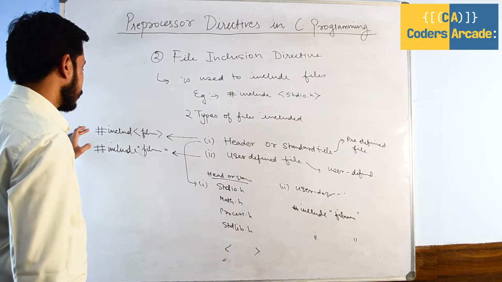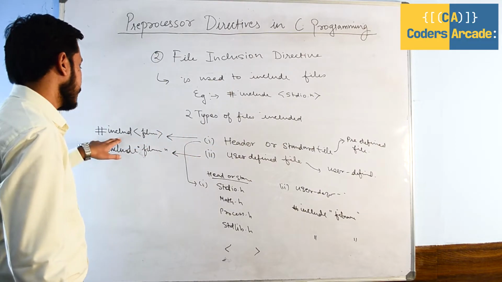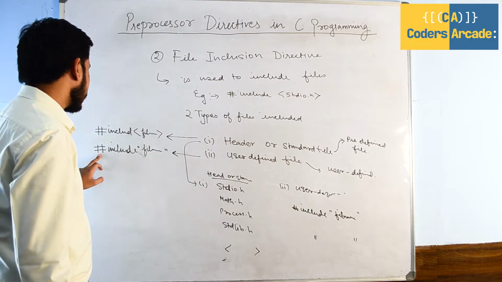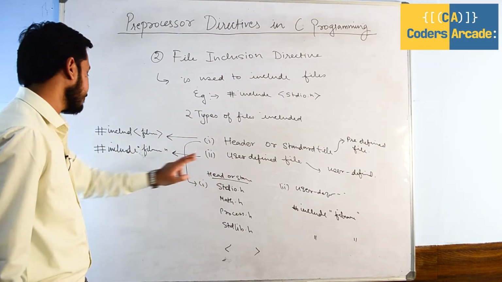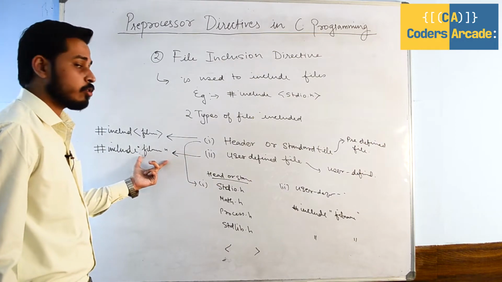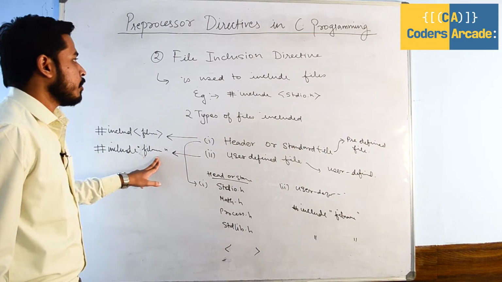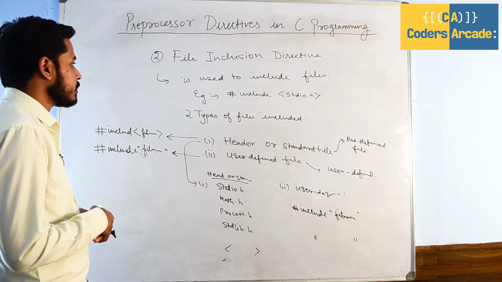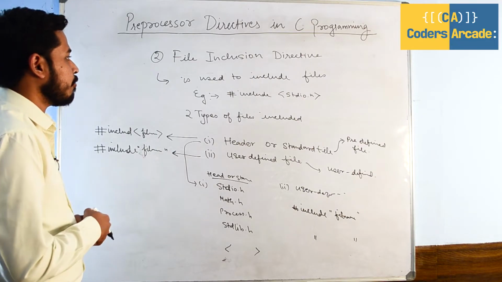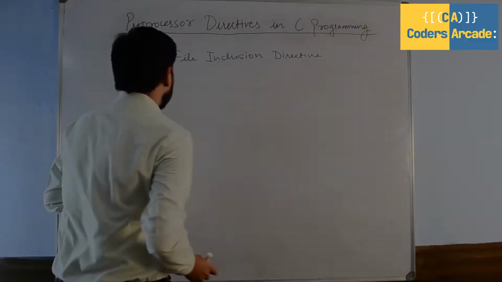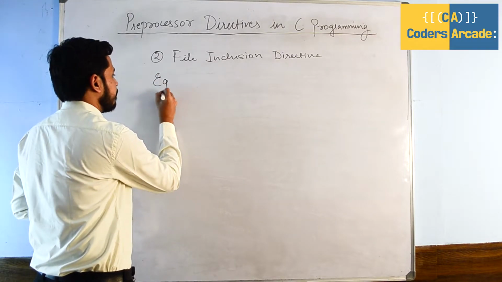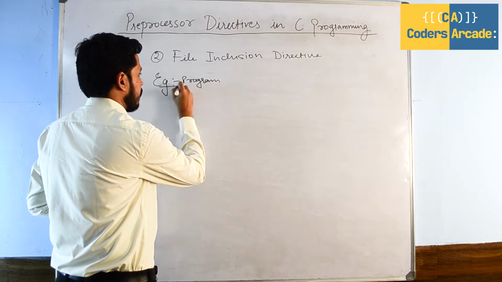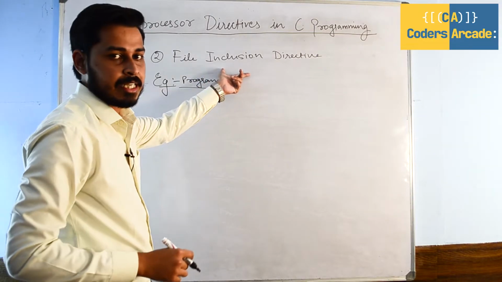So the syntax for including header files is #include in arrow brackets file name, and for including user defined files, it is #include in double quotes you will write file name. So this is all about file inclusion directive. Now let us understand this topic with the help of an example program. Example program for file inclusion directive.